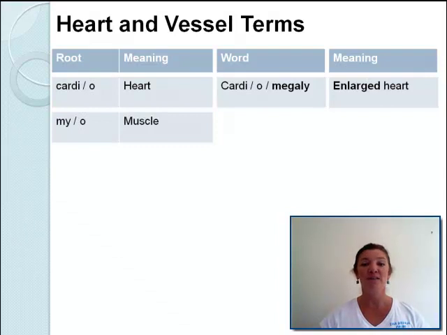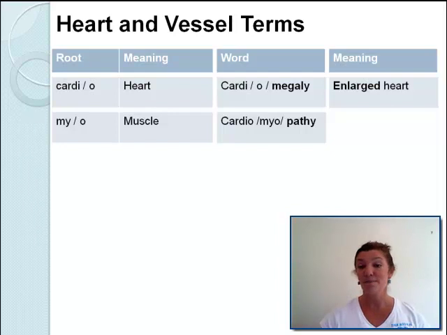My or myo is muscle. Cardiomyopathy. Let's break it down. Cardio, break, myo, break, pathy. Pathy means disease, so we have disease of the heart muscle, or disease of the muscles of the heart.